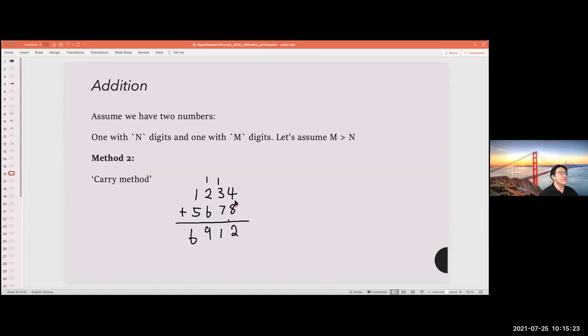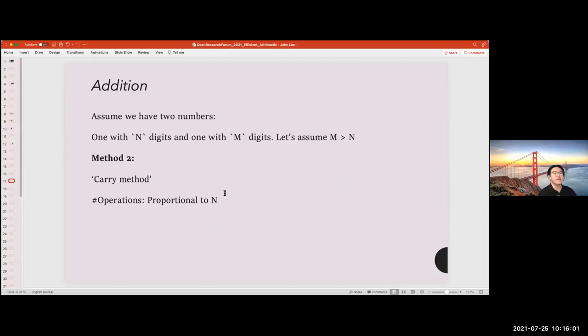Let's see how many operations we needed in the carry method. We evaluated the single digit numbers together, so that's 1. Then the tens digit numbers, so that's 2. Then the hundreds digit numbers, so that's 3. Then the thousands digit numbers, so that's 4. So we needed a total of 4 operations to add two numbers with 4 digits. As expected, the number of operations we need is proportional to n, which is a huge improvement, right? We went from 10 to the power of n to n.